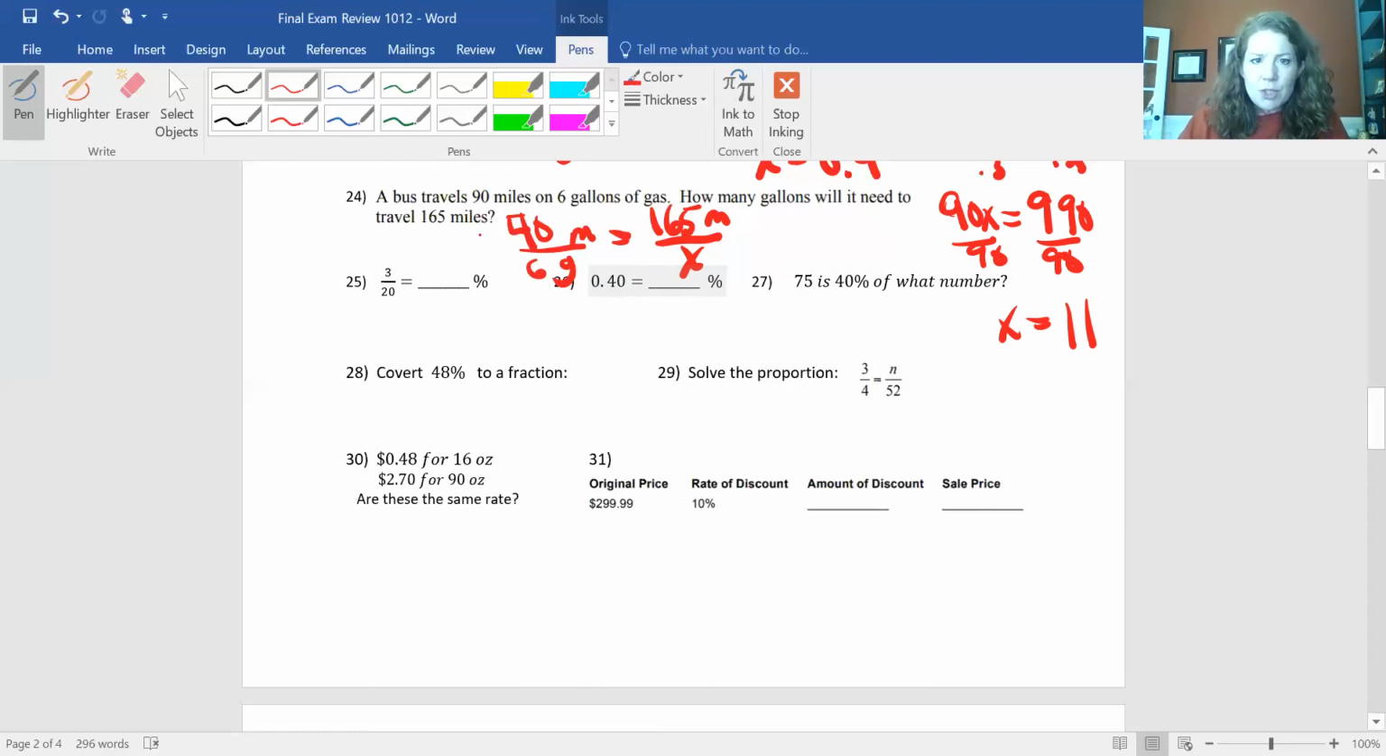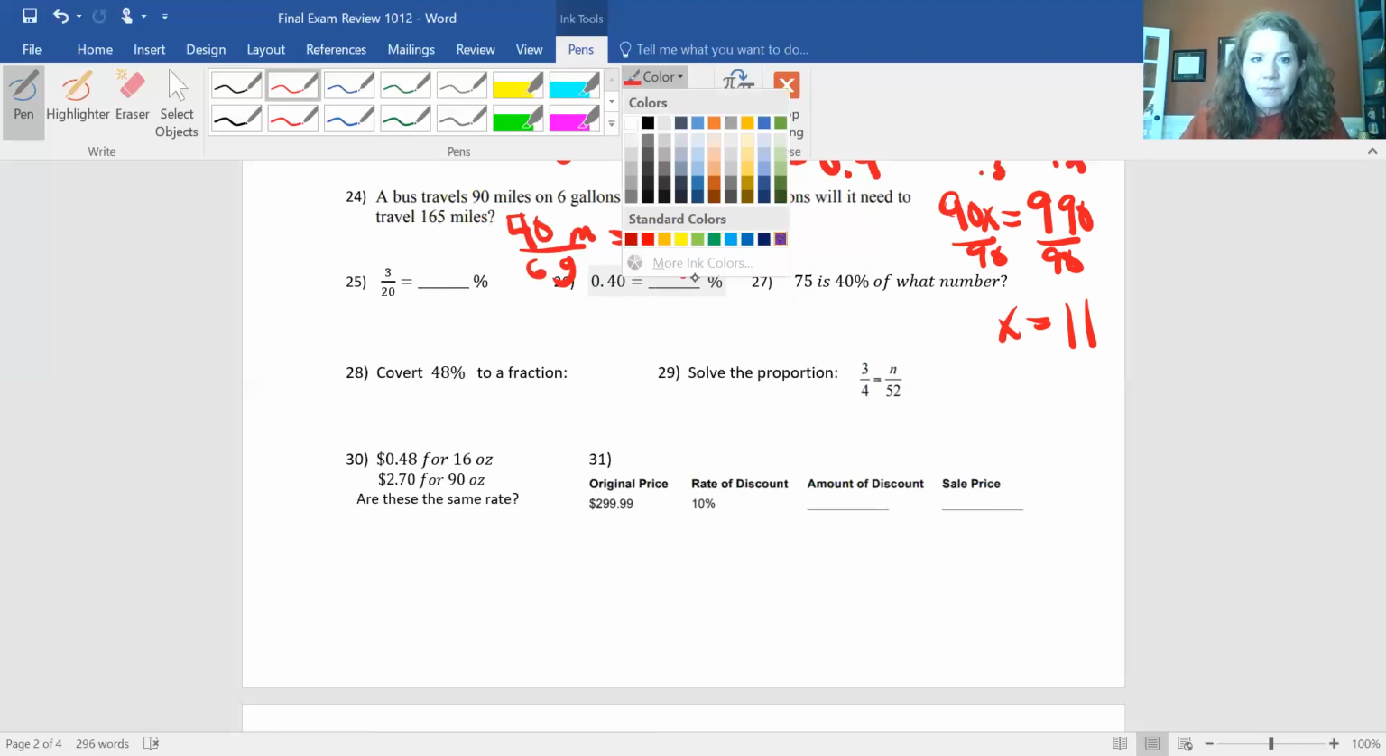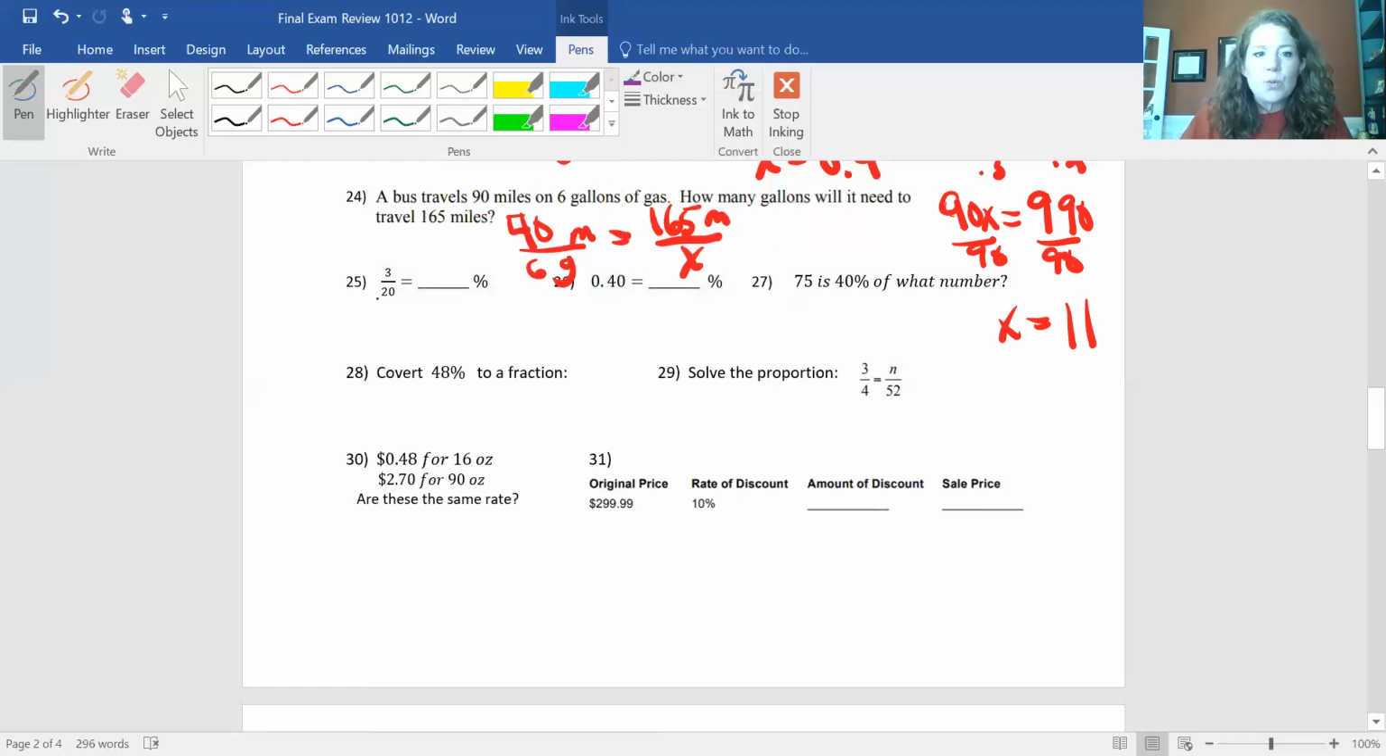All right, on number 25, I'm going to change colors, I like purple. So 25, 3/20ths is equal to what percent? I can divide the top by the bottom. 3 divided by 20 is 0.15. So 0.15, that's my decimal. And then I'm going to convert my decimal to a percent by multiplying by 100. And my answer is 15%.